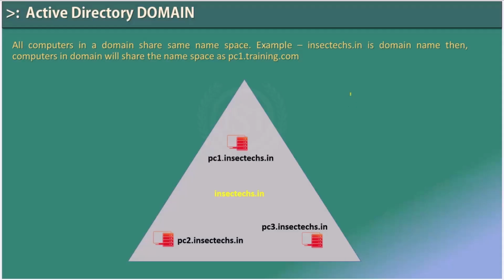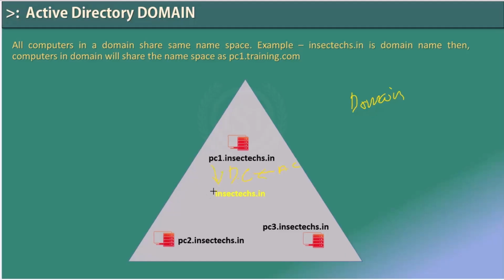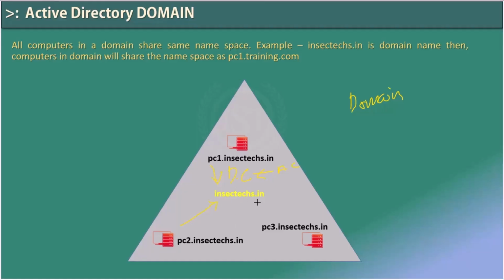Now you know what a domain is, okay? In a domain you have a domain controller, that is a DC, on which the ADDS service is running, and computers are connected to a domain controller, added to a domain, and you have user accounts and so on. So this is a domain, and we represent a domain with a domain name like INSECTECHS.in.